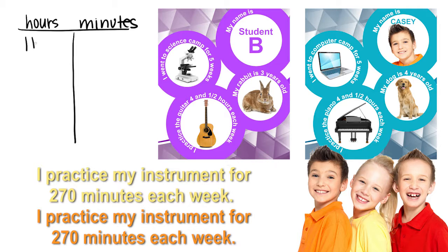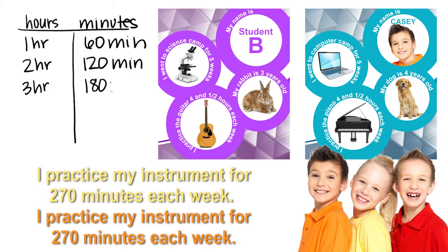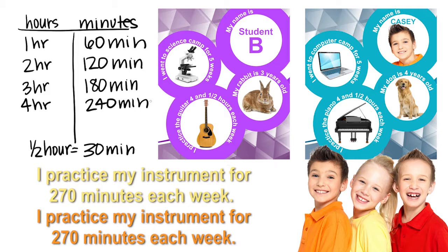We know that 1 hour equals 60 minutes. 2 hours must be 120 minutes. 3 hours must be 180 minutes. 4 hours must be 240 minutes. We know that 1/2 hour is 30 minutes. 240 minutes plus 30 minutes equals 270 minutes. We have proven that 4.5 hours is equal to 270 minutes.